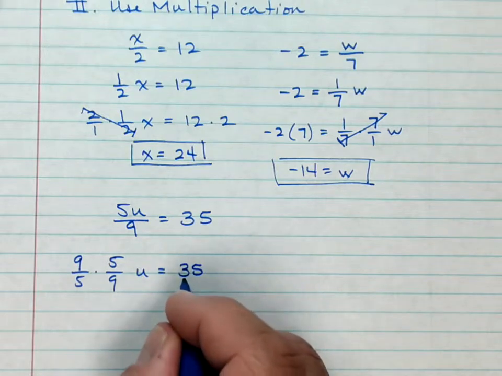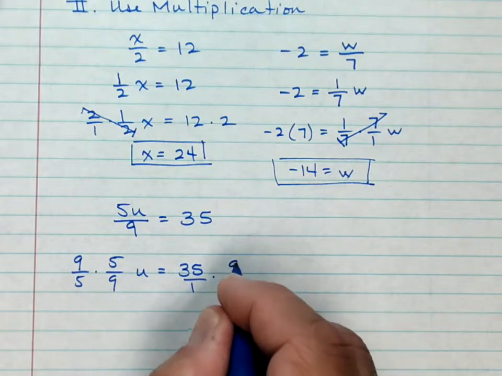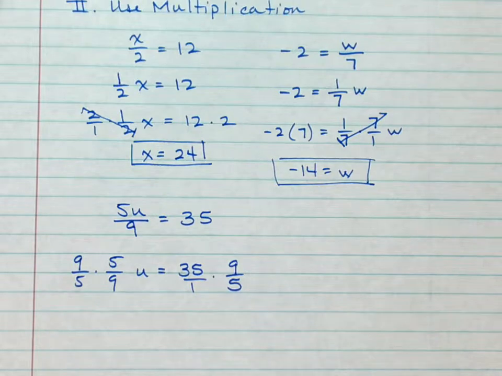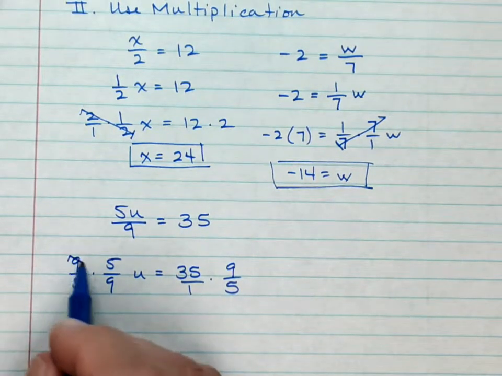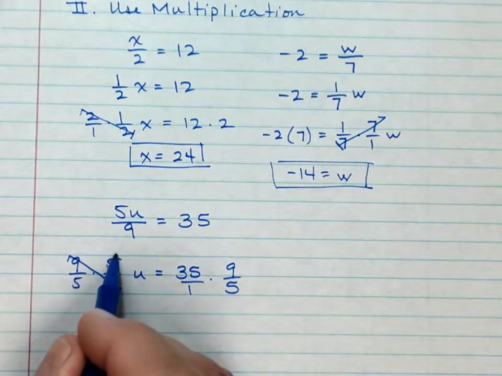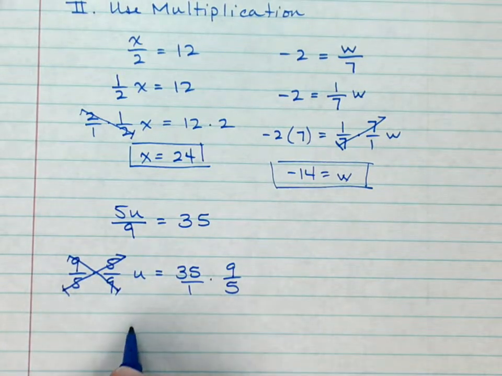Now it gets really interesting on the left side. The right side's pretty easy. I'm sorry, the left side's pretty easy. 9 over 9 is 1. 5 over 5 is 1, leaving you with u.